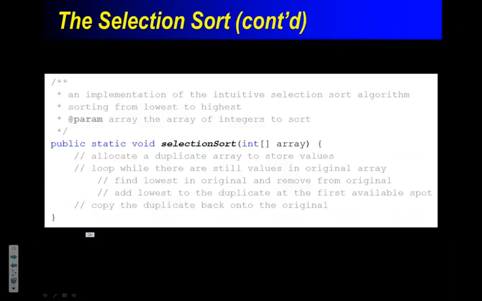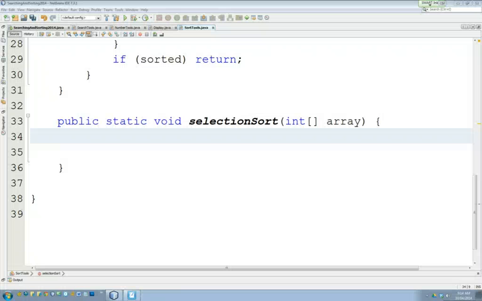This is the pseudocode on the selection sort right here. The pseudocode is: allocate a duplicate array to store the values. So I create a duplicate array. Loop while there's still values in the original array, find the lowest in the original and remove it, add the lowest to the duplicate at the first available spot, and then copy the duplicate back onto the original. Wow, let's do this.